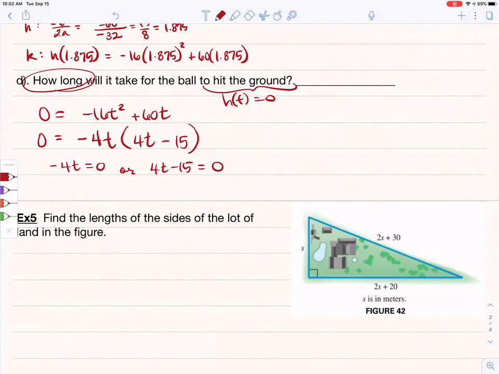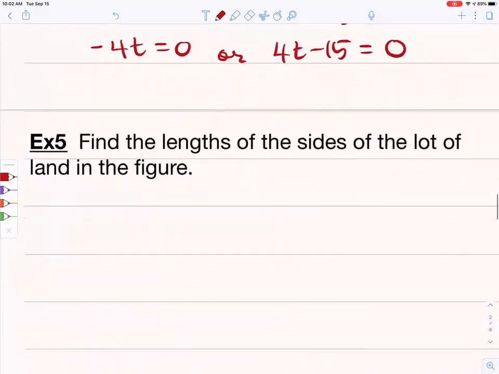Okay, so if I solve both of these guys for t, solve your first mini equation. What do you get? T equals 0. Well, that's not such a shock. At time equals 0, at the beginning, the ball was on the ground. We already knew that. So this is not the piece we're looking for. Let's go to the next one and solve. So you're going to add 15, divide by 4.